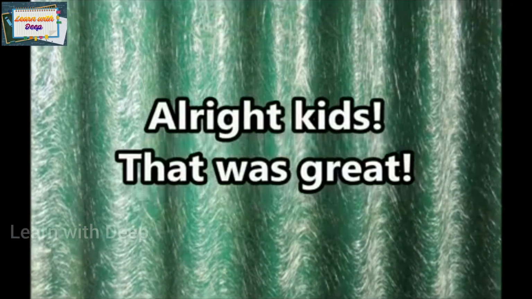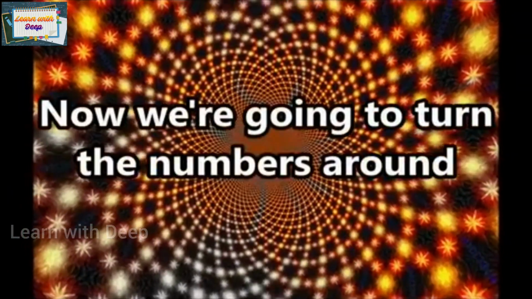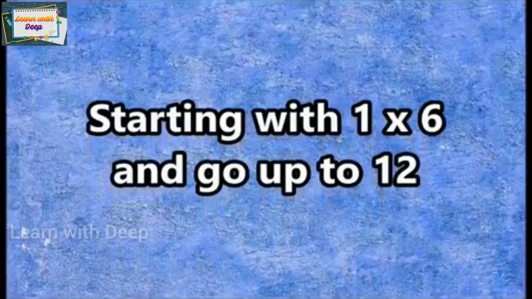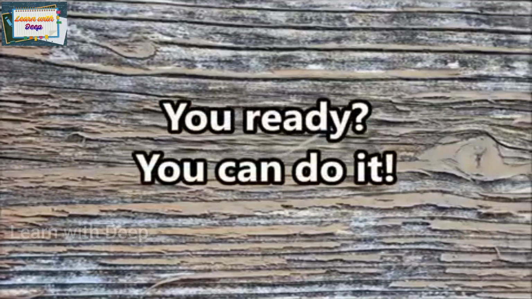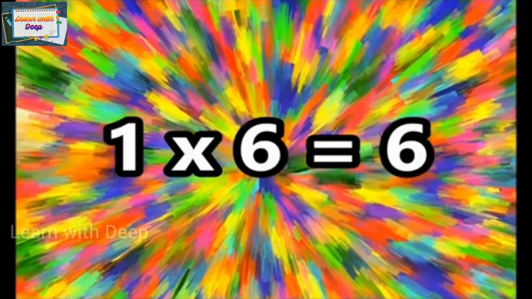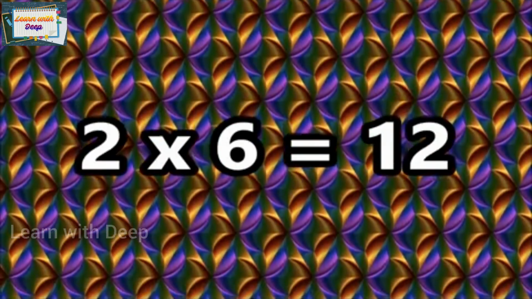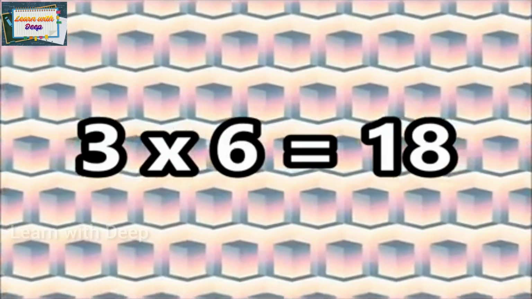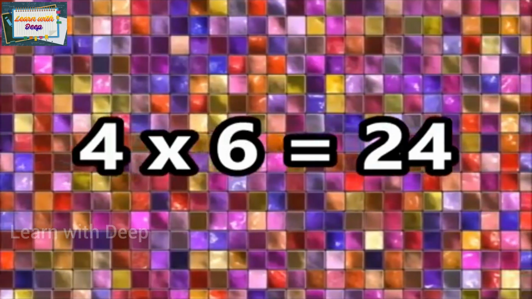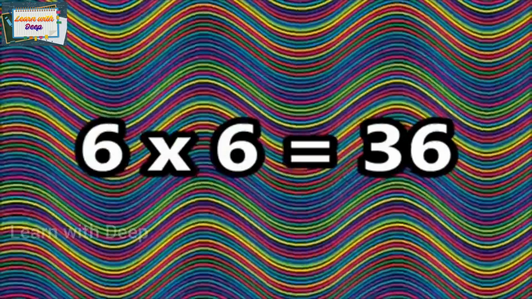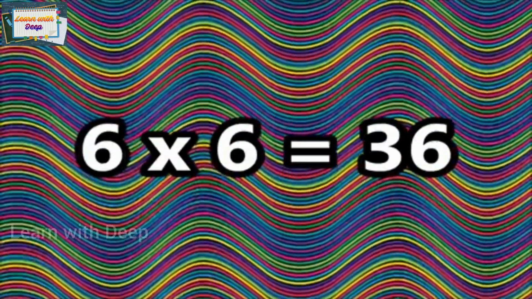Alright kids, that was great. Now we're going to turn the numbers around, starting with 1 times 6 and go up to 12. You ready? You can do it. 1 times 6 is 6. 2 times 6 is 12. 3 times 6 is 18. 4 times 6 is 24. 5 times 6 is 30. 6 times 6 is 36.